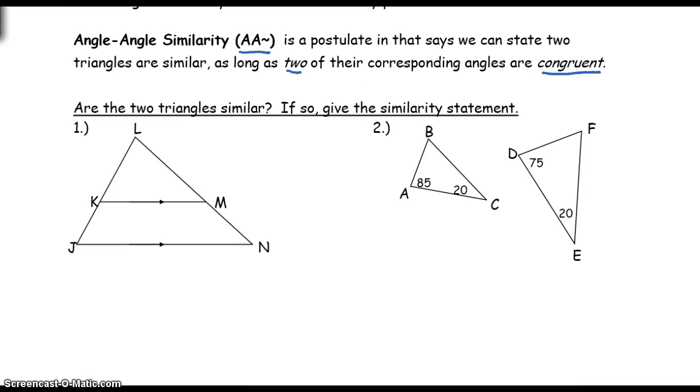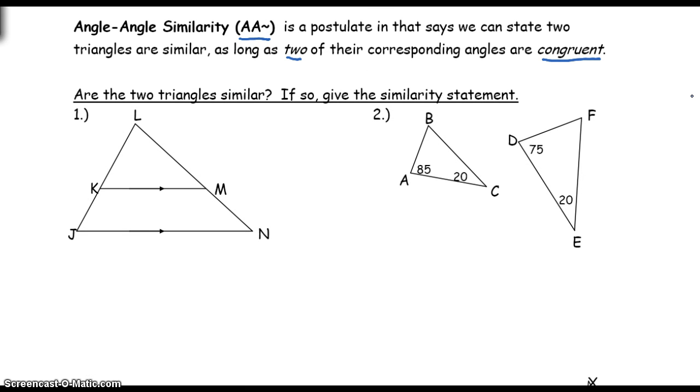So let's go down here and let's do some examples. Are the two triangles similar? If so, give the similarity statement. Well, number one's a little tricky, and it's especially tricky if you can't remember what we've done in the past. If you notice here, we have these little arrows on these lines. And these little arrows mean that these two lines are parallel. They're totally parallel to each other.